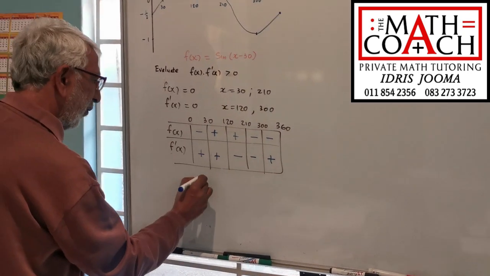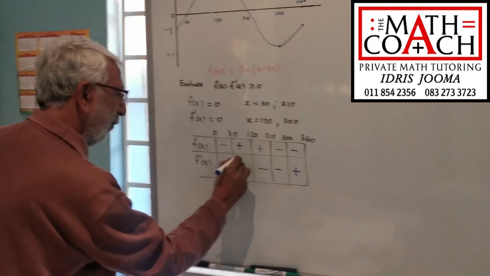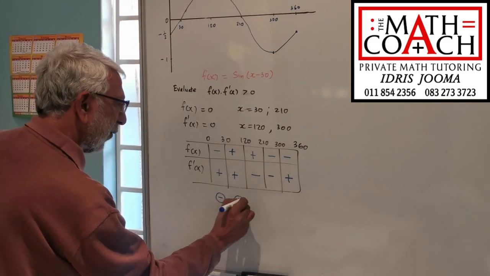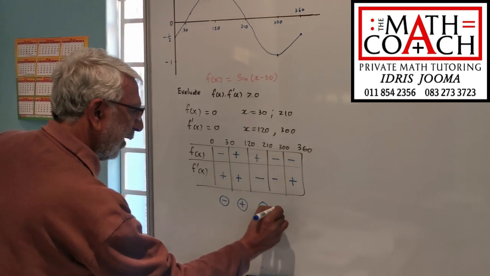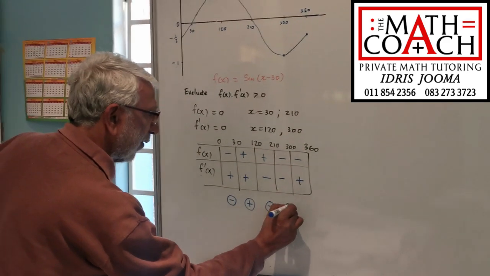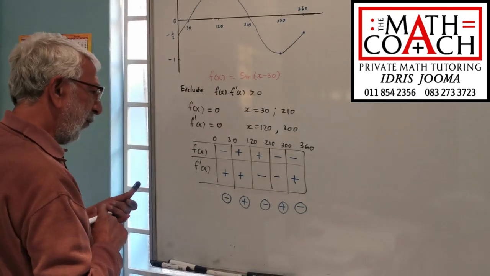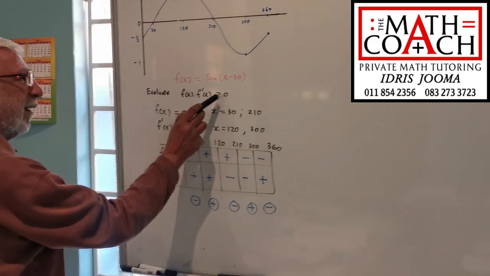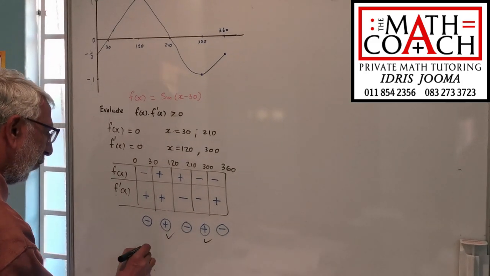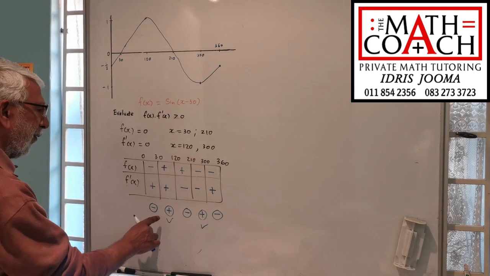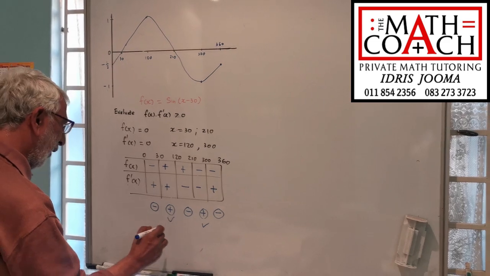All that remains is to say negative times positive is a negative, positive times positive is a positive, positive times negative is a negative, negative times negative is a positive, and the last one will be negative. So we need to figure out where it is greater than 0. So it's going to be these ones here. Now we get our answer from the results of this table that we have.